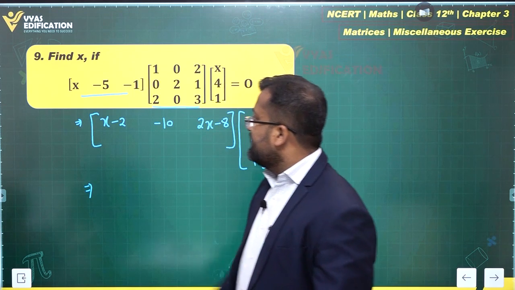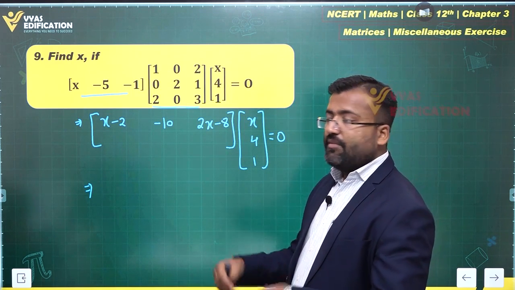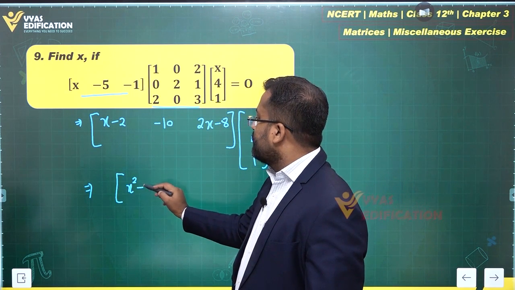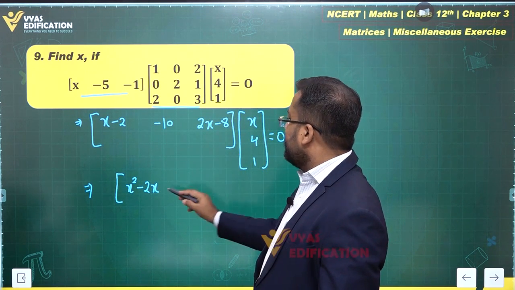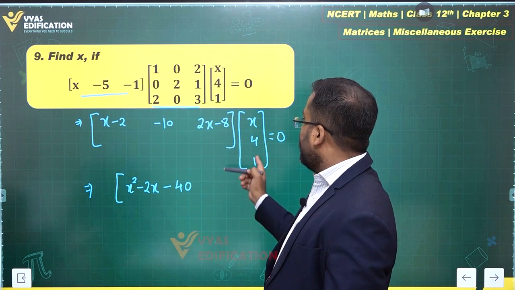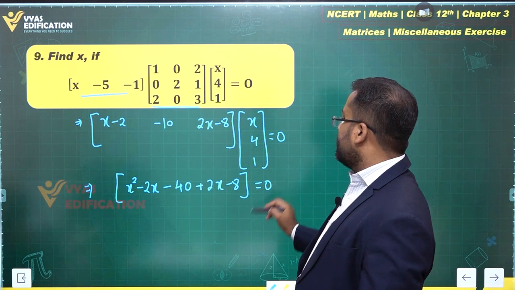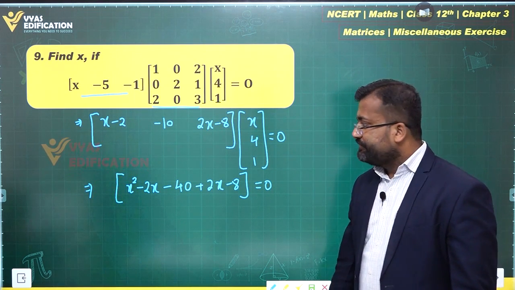So what you get over here is, let's multiply them, 1 by 3 and 3 by 1. We get a 1 by 1 matrix. What will that be equal to? This is x times x minus 2, which is x square minus 2x, minus 10 times 4 is minus 40, and 2x minus 8 plus 2x minus 8. This is what you get, equals 0.